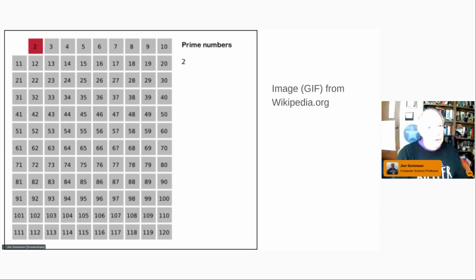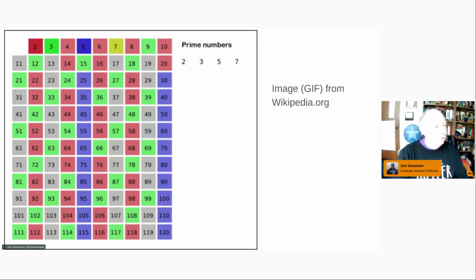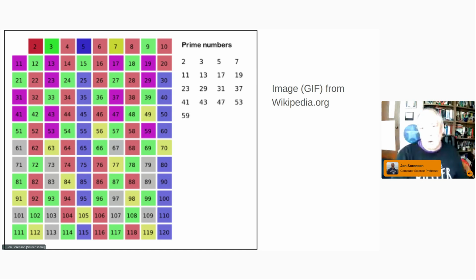Basically you start with 2 and then you cross off all multiples of 2. That's what the red is. Then we'll take 3, green, and cross off multiples of 3. Then it'll do 5 and cross off multiples of 5. Then it'll do the same thing with 7. Then it knows it's done at this point, and it just identifies things that were not crossed off, and those are highlighted in purple. That gives you the prime numbers up to 120 in this example.